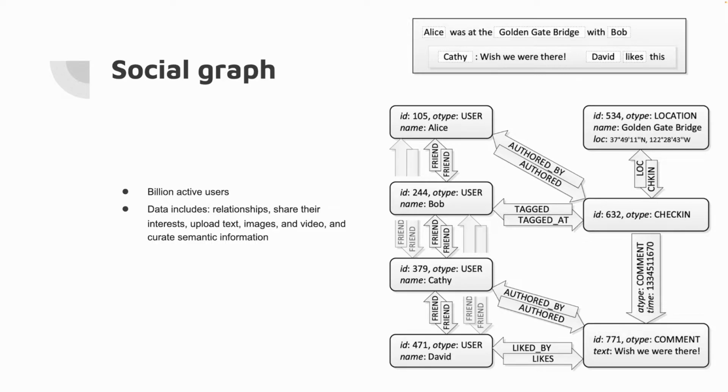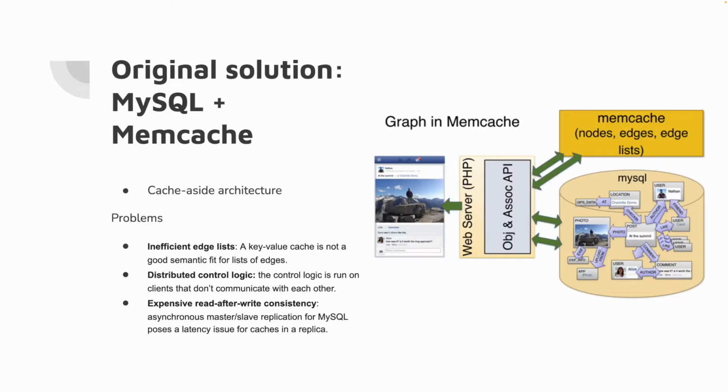For example, Alice is a node of the type user, and another type is check-in, and that check-in is authored by Alice, and also Alice authored the check-in. We can see that even this small piece of the social graph is really complex to represent. To solve such a social graph problem, the original solution was MySQL plus Memcache.